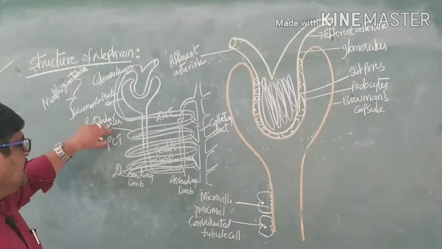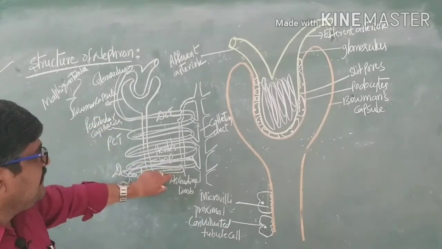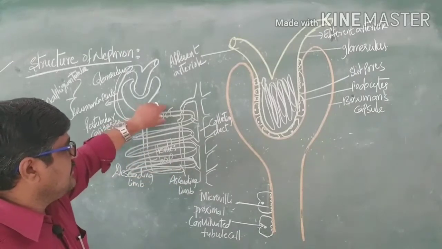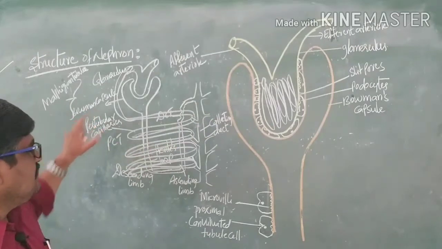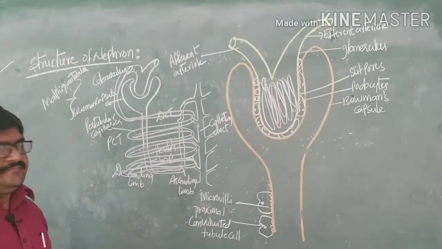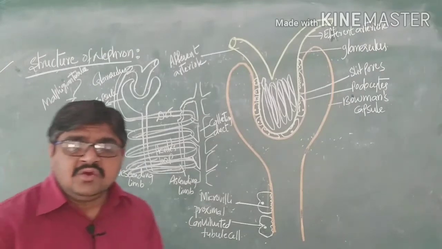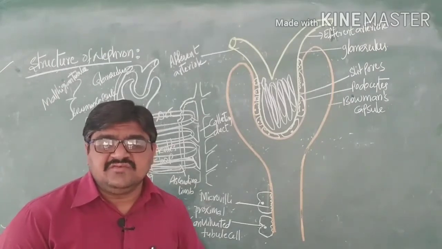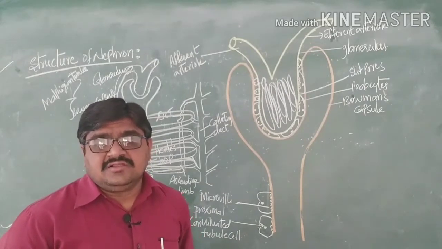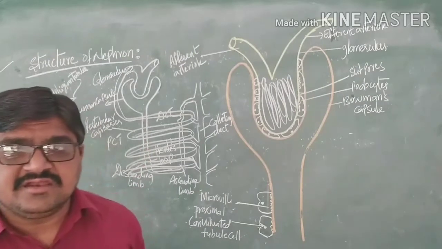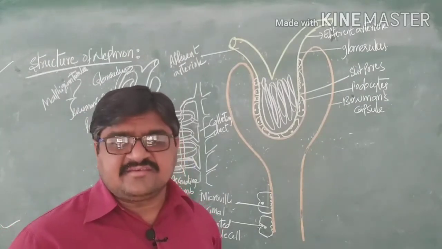And then the proximal convoluted tubule, Henle's loop, that is the descending limb as well as the ascending limb, and the DCT, distal convoluted tubule, collecting duct, and also the peritubular capillaries. Now firstly we will discuss the Malpighian tubule, later the PCT, distal convoluted tubule, likewise one by one.